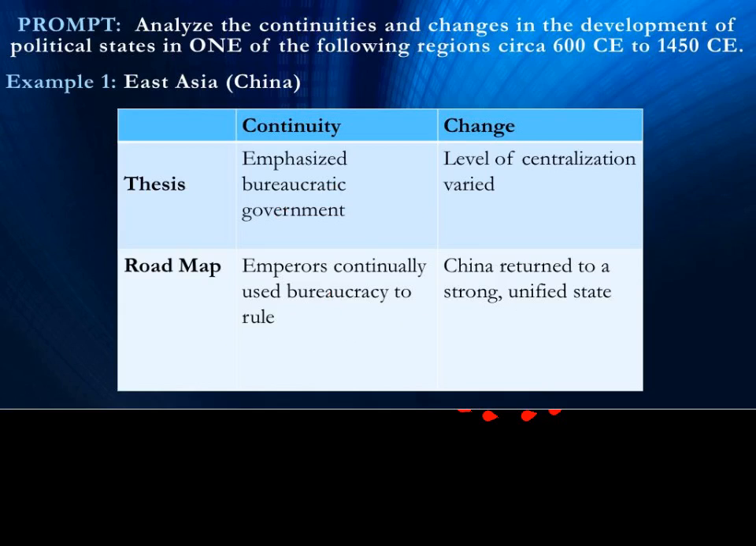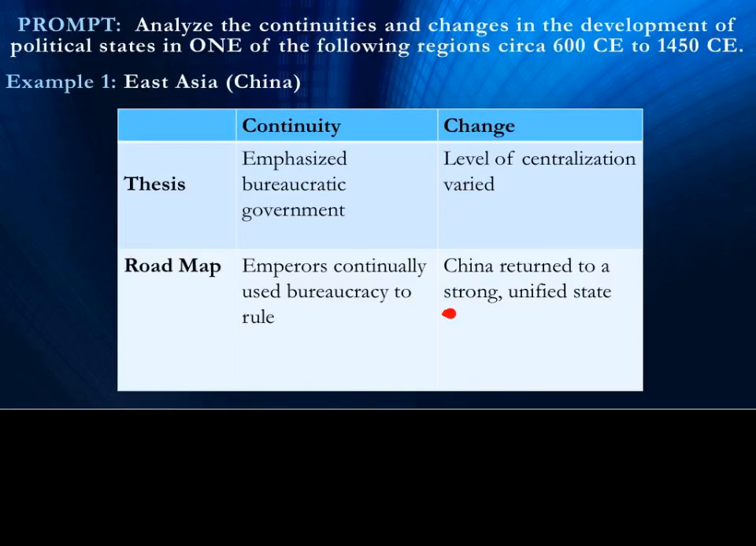Emperors continually used bureaucracy to rule. So we were specific with who used this form of government and what it was used for. Emperors continually used bureaucracy to rule. And whenever you're writing about your continuity, it's good to use words like continually or always. That shows something that was never ending, or at least it continued for a lengthy period of time. And the change for the roadmap: China returned to a strong unified state.